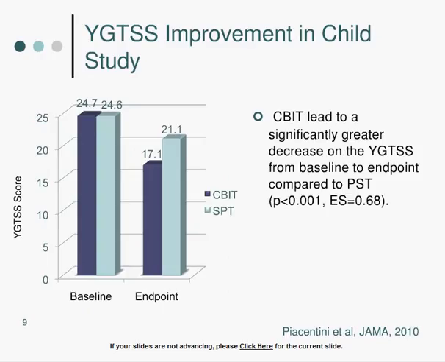So here we are looking at the data that we collected with the YGTSS. That's basically a measure that assesses tic severity. And on the left, you can see our baseline data, the data pre-treatment, right? And on the right, you can see how they did at endpoint after 10 weeks of treatment. And you can see, again, the dark bar is CBIT, that CBIT led to a significantly greater decrease in terms of tic severity as compared to our control treatment. So these are the child data. Let's take a look at the adults.